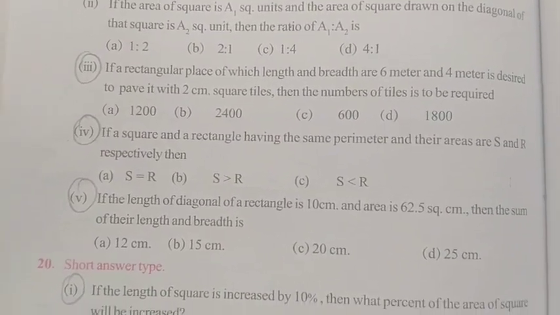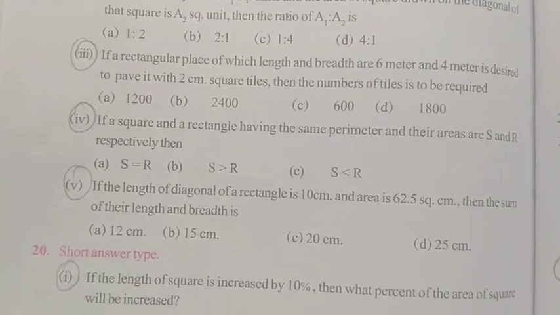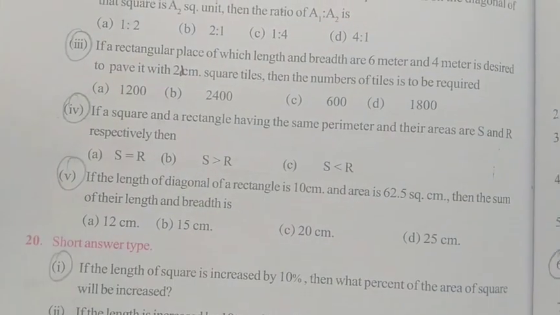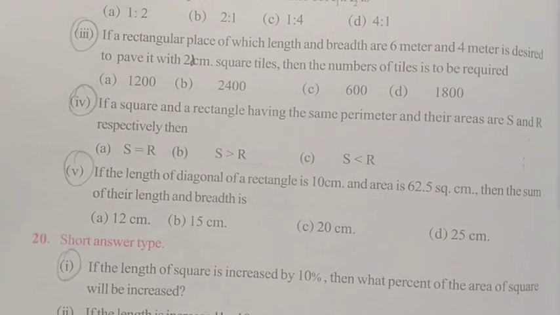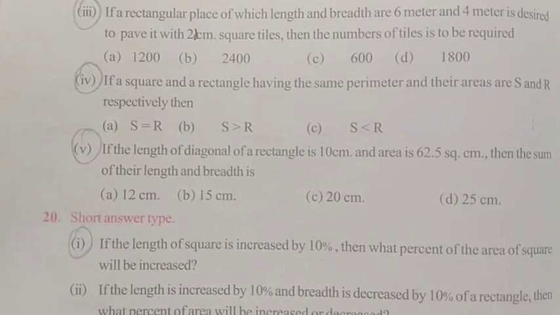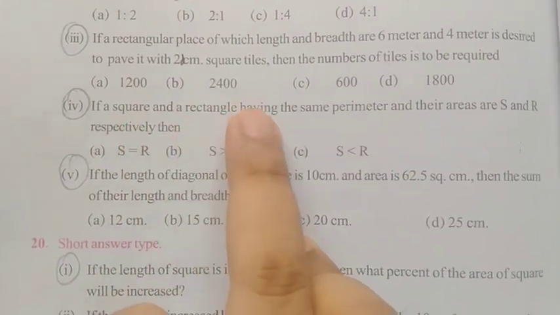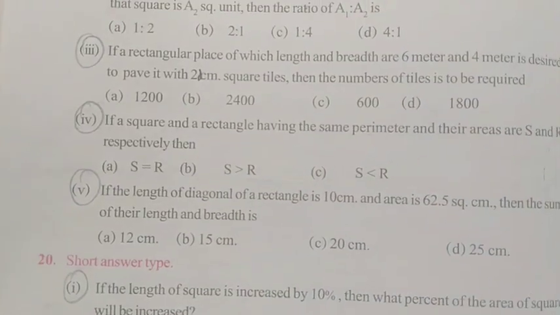If a rectangular place of which length and breadth are 6 meter and 4 meter is desired to be paved with 2 dcm square tiles, then the number of tiles required is? There are 4 answers. One is 1200, second is 2400, third one is 600 and fourth one is 1800. You have to choose the correct alternative.